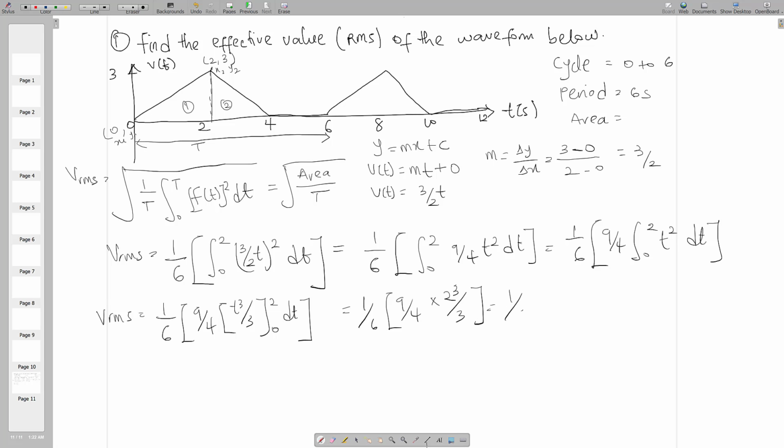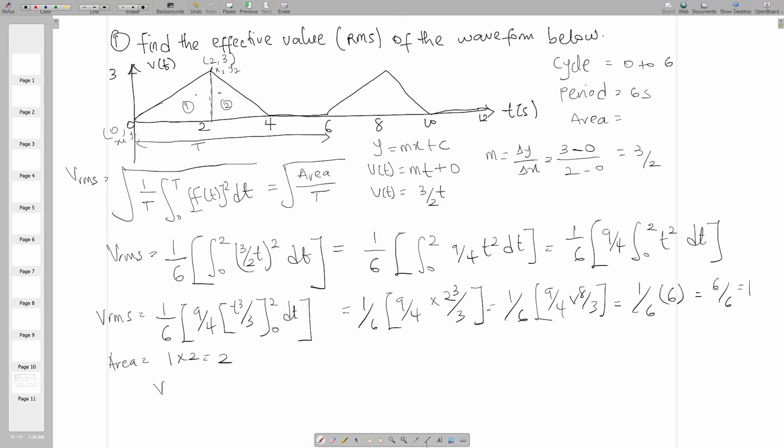So that is 1 on 6. So multiplying 9 on 4 times 8 on 3 like that. So I'll have 1 on 6 times 6 over here. So this is 6 on 6. That is 1. So this one is just the area for the first sawtooth, but we have 2, right? So if you want the full one, it is 1 times 2. Your answer will be 2.